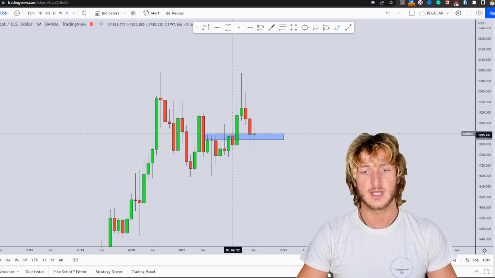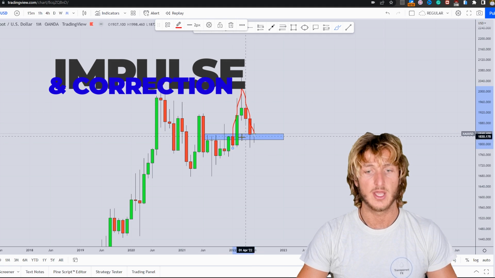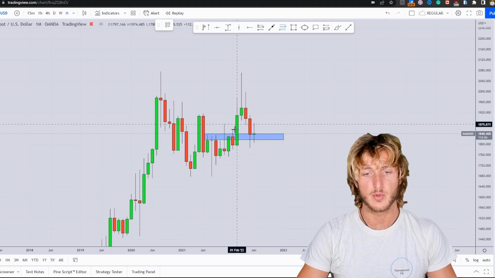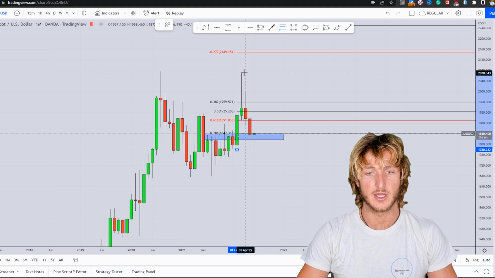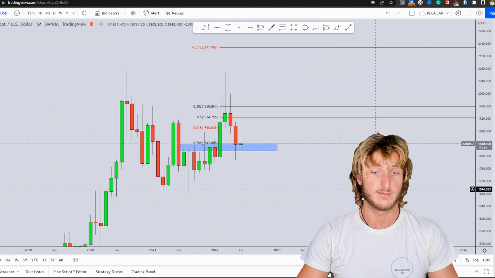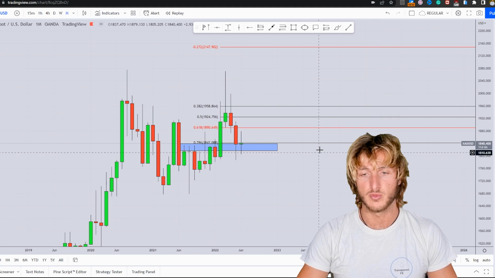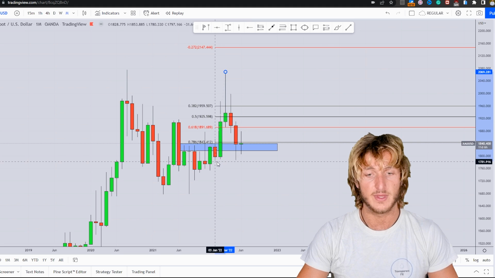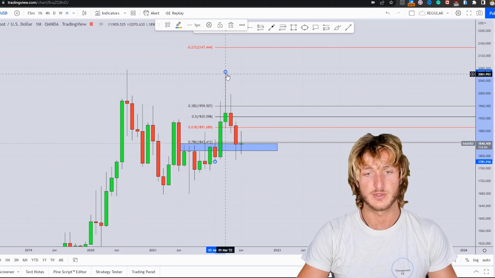We can also notice that since we have an impulse and correction, if we want to measure the correction, what we have to do is take our Fibonacci from the low to the high of the impulse. Now, when you're placing the Fibonacci, it is quite important to place it correctly. The correct way to place it is from the absolute low to the absolute high.